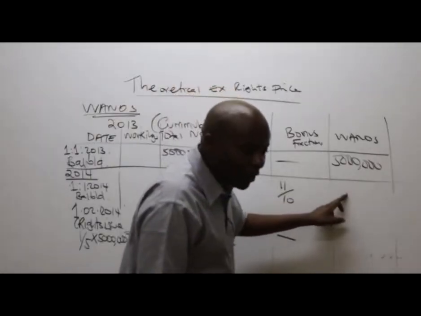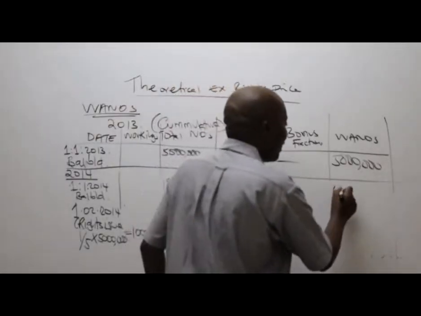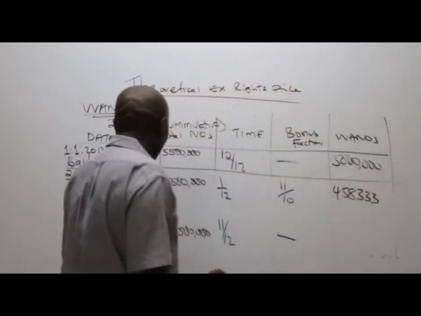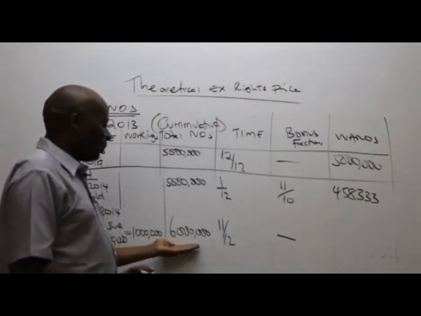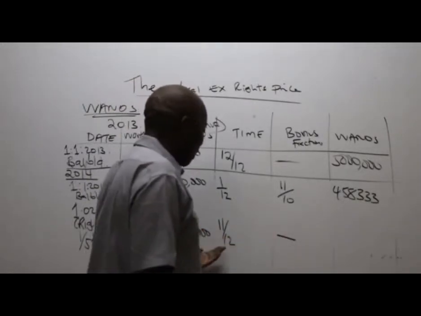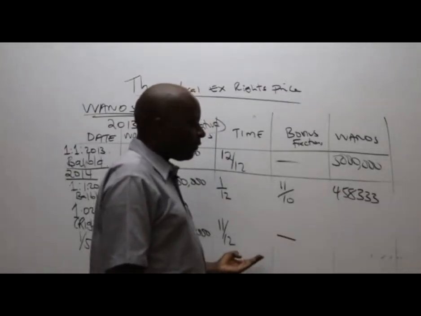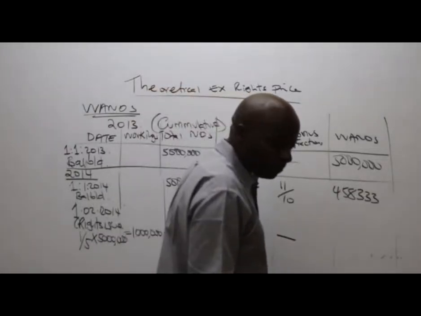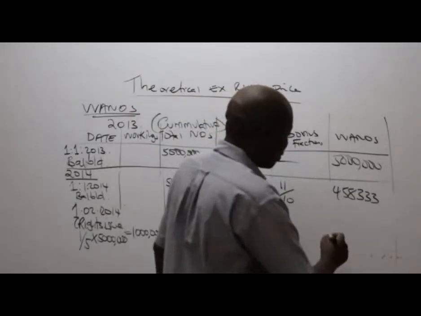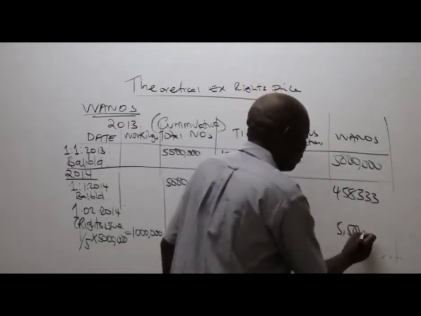So unaniambia mwalimu hii ni 458,3333. How about the last one? The last one will be 6 million times 11 over 12 in a dash, of course. So it is 6 million times 11 over 12, which will give me 5 point what here, somebody? Obadia anasema ni 5.5 million, right? So 5.5 million. Thank you, and thank you very much.